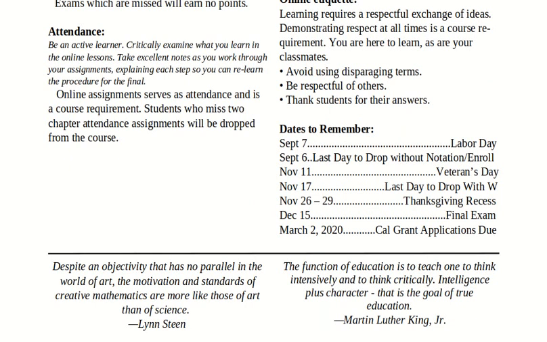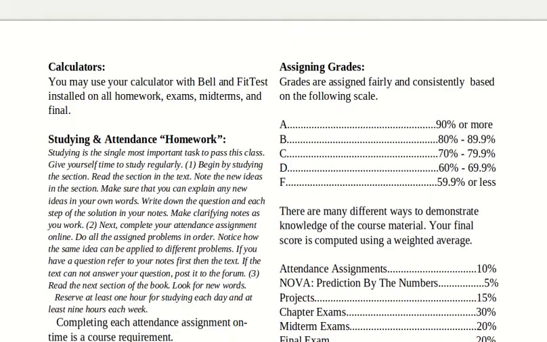So our next quote comes from Lynn Steen. Despite an objectivity that has no parallel in the world of art, the motivation and standards of creative mathematics are more like those of art than of science. Math and science are essentially the same thing, different manifestations of the human ability to look inward and to find things that haven't yet been manifest in the world. Mathematicians do that to lay the foundation for science. You can make the argument that artists do that to lay the foundations for our society, to see ourselves, to critically ask, is this the world we want to live in? Lynn Steen was president of the American Mathematical Association.